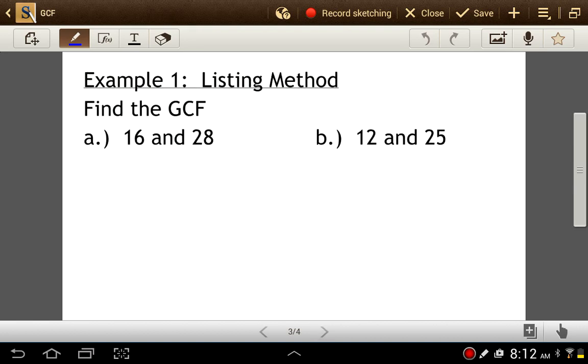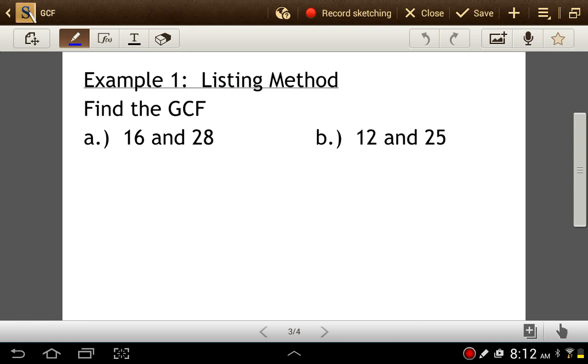Our first example, we're going to use the listing method. I'm going to show you two methods, and you can decide which method. The listing method is nice for smaller numbers. The other method is nice for larger numbers and works pretty much all the time. This one might not necessarily be the best method all the time.